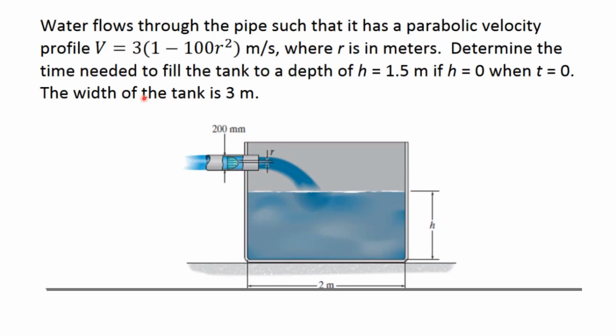Here we want to determine the time needed to fill the tank to a depth of 1.5 meters if we start when the tank is empty, h is 0, at time 0. We're also told that the width of the tank is 3 meters. So it's a 2 meter by 3 meter tank with a height h at any given time, where h is going to be changing, obviously, as the tank fills.